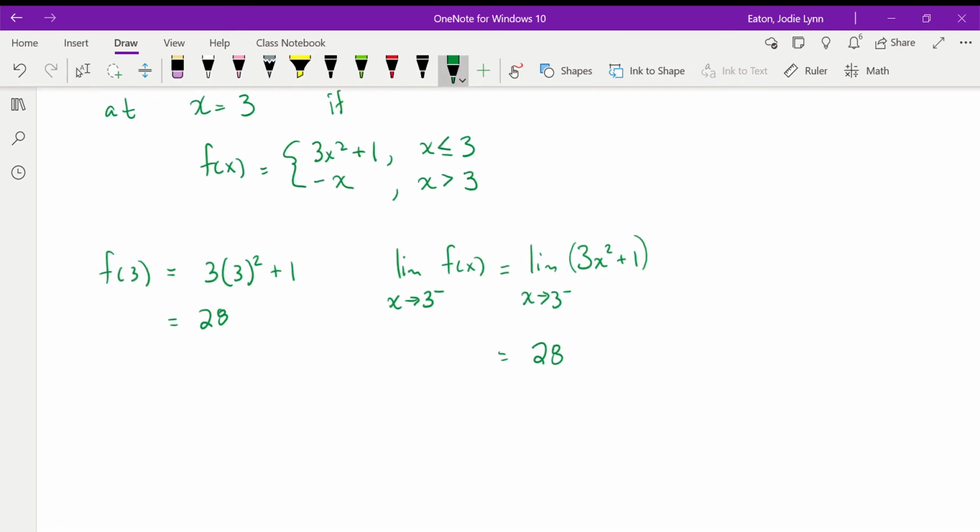And the last limit we have to check is the limit as x approaches 3 from above of f of x. As we approach 3 from above, the other function, negative x, is operating. So this is the limit as x approaches 3 from above of negative x. For any number bigger than 3, even if it's just slightly bigger than 3, that's our function. So we plug that in and we get minus 3.